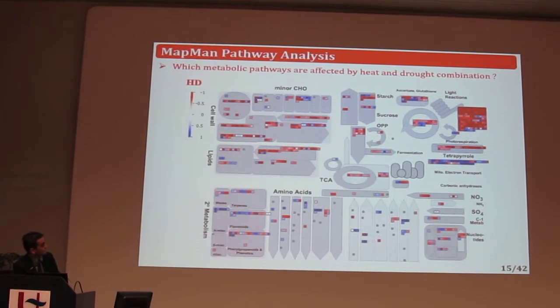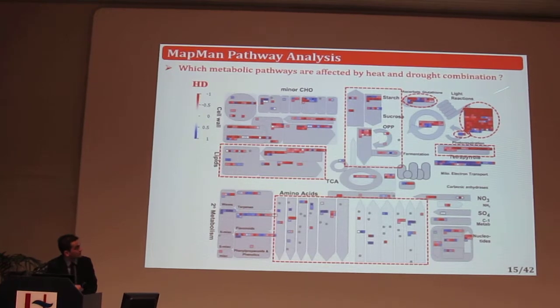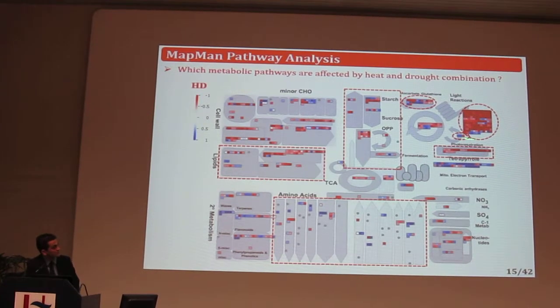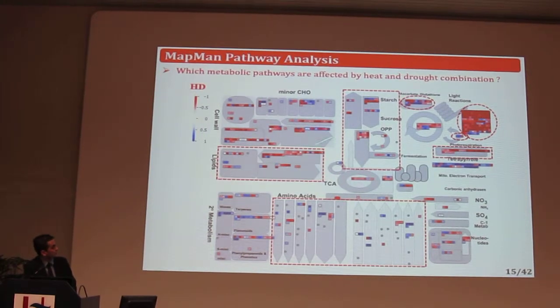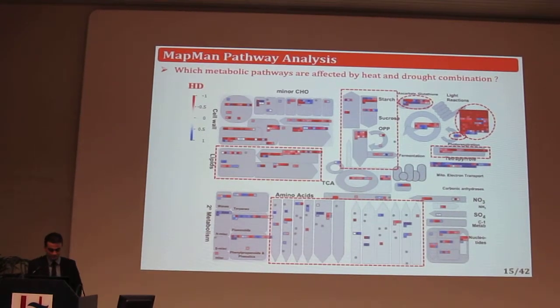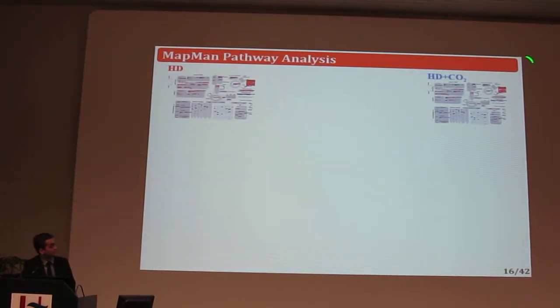For example, here. So what we see here is various metabolic pathways were changing, but photosynthesis, most of the genes of the photosynthesis were downregulated. Along with, there were changes in the sugars and amino acids. So we did the same kind of analysis for the plants in the presence of CO2.